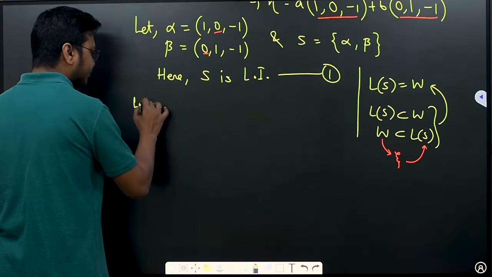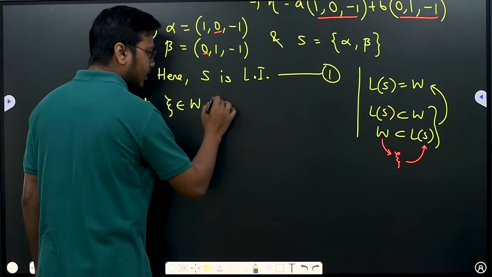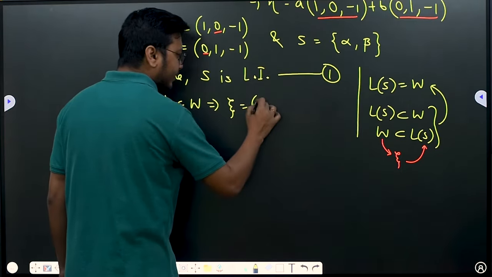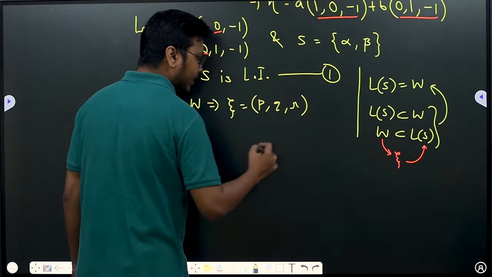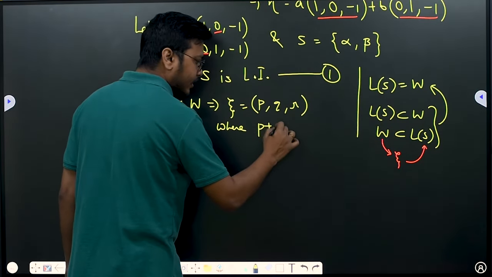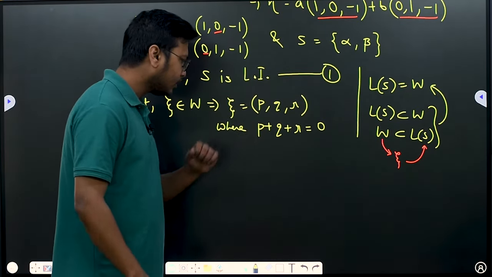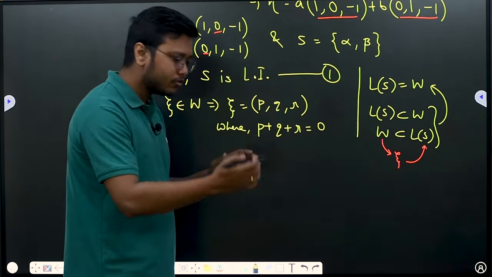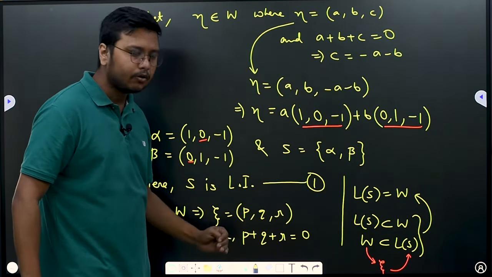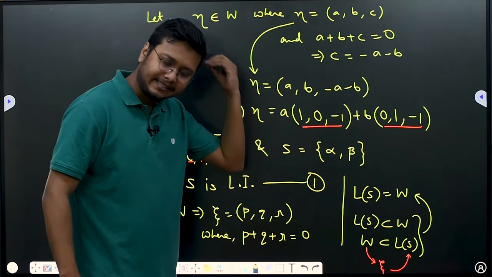So let's say Jai belongs to W. This would imply that Jai looks something like, let's say, P Q R, where the moment it belongs to W, it has to satisfy the condition of W, which is that the sum of the elements has to be zero. Now from here the same calculation is going to happen. Always remember, in these kind of sums, I'm going to repeat the same calculation that was done with A B C, now I'm just doing it with P Q R.